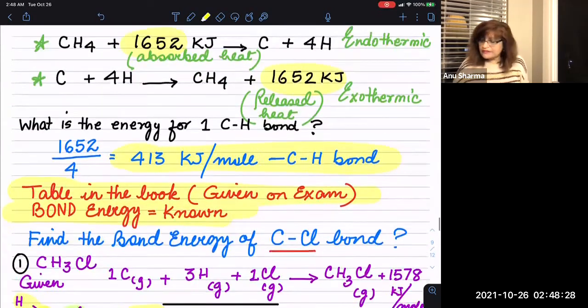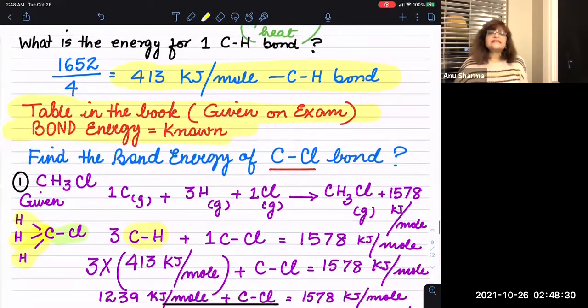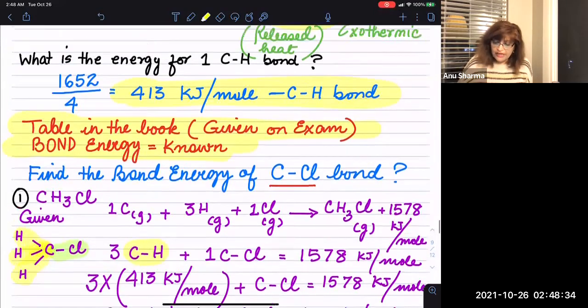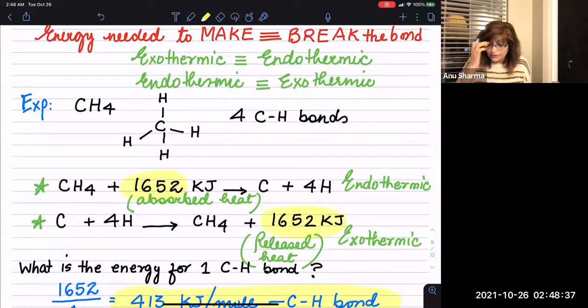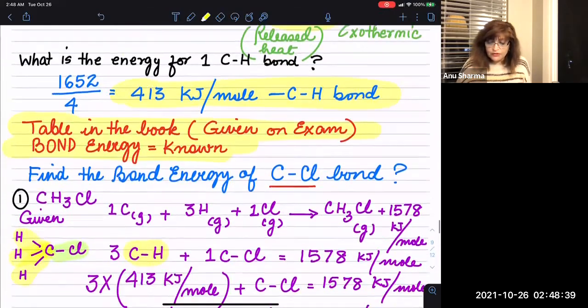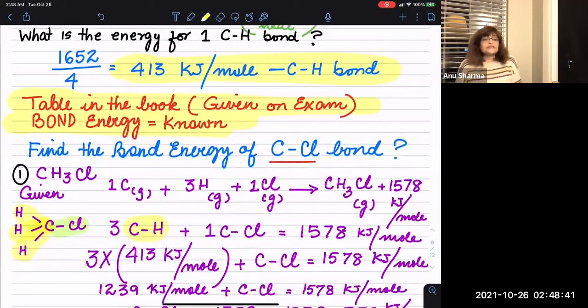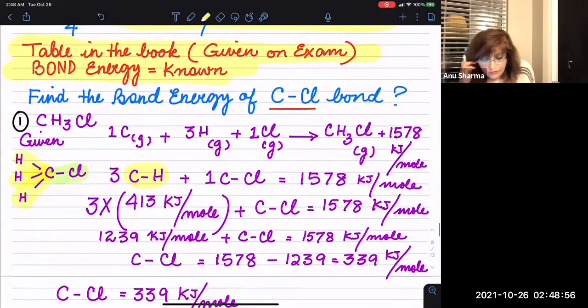Now, here we see what is the energy of 1 carbon-hydrogen bond. So you're going to take 1652 and divide that by 4. 1652 was for the total CH bonds, all 4 of them. So each is going to be 413 kilojoules per mole. So they also get the bond energy values by these mathematical calculations. Okay. Now there are tables given in the book.